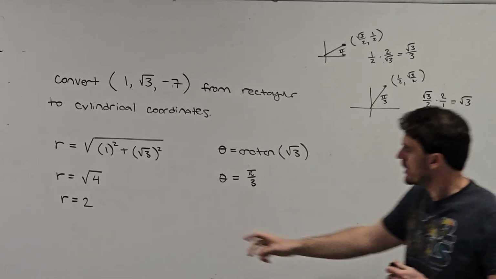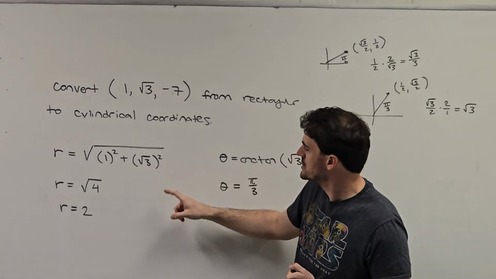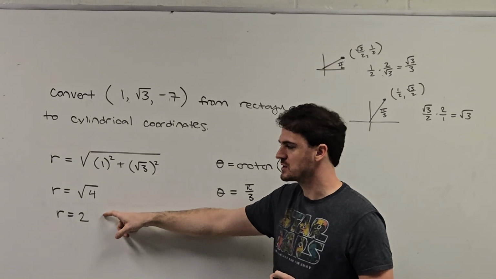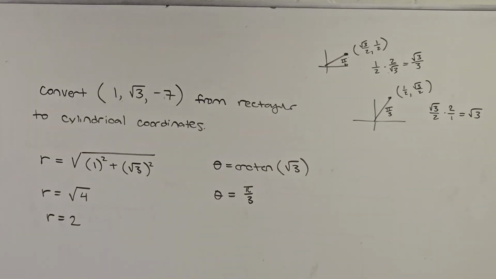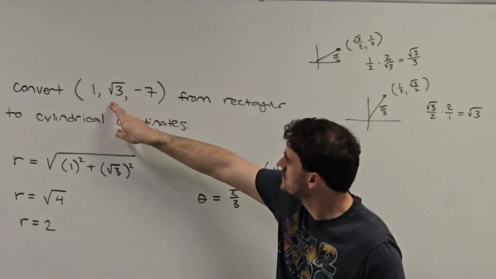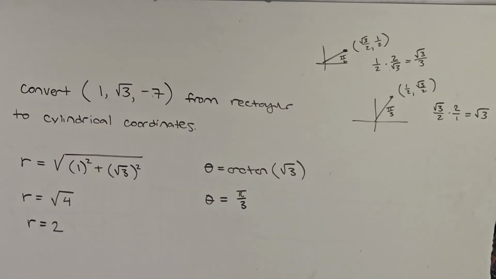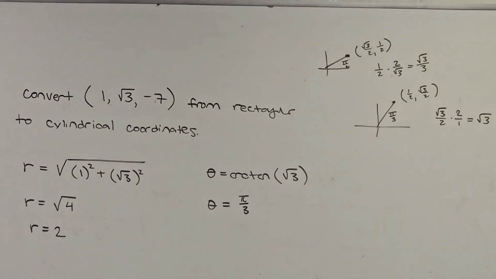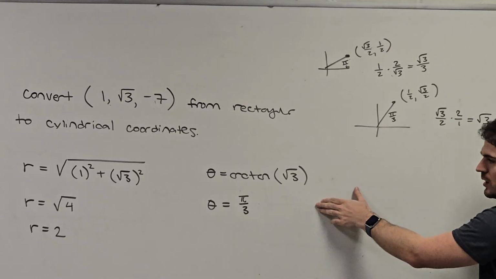So r is the square root of x squared plus y squared. That's the square root of 4. Nice, that's just 2. I get arctangent of y divided by x. Square root of 3 over 1 is square root of 3. Now, we should just have this kind of locked in.